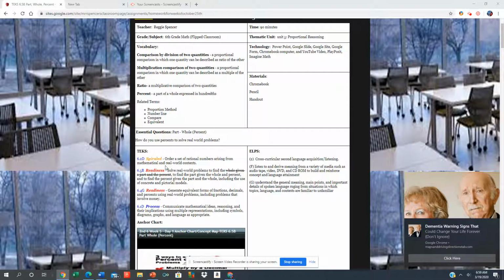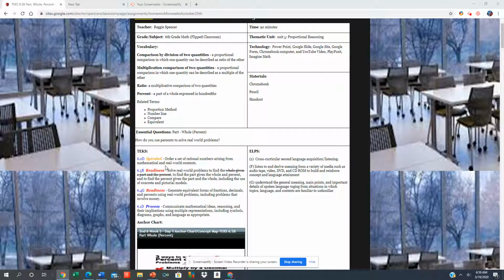So, our essential question of the day is, how do you use percent to solve real world problems? Students would need their Chromebook, pencils, and possibly a handout if they're able to print it out.